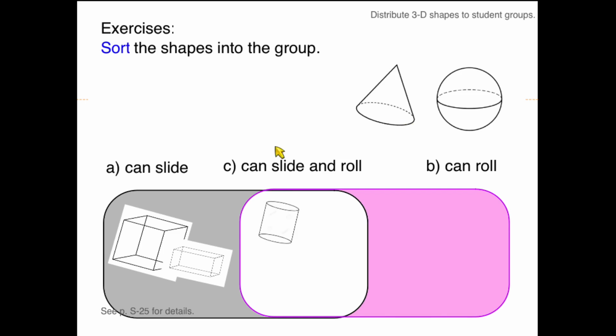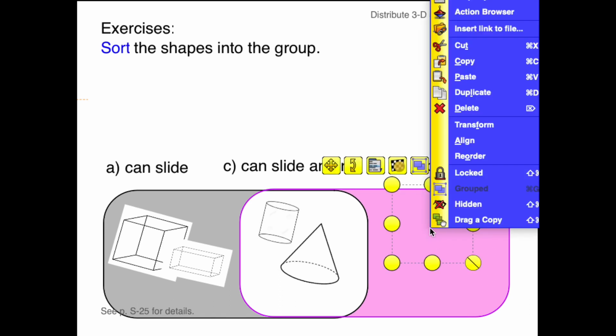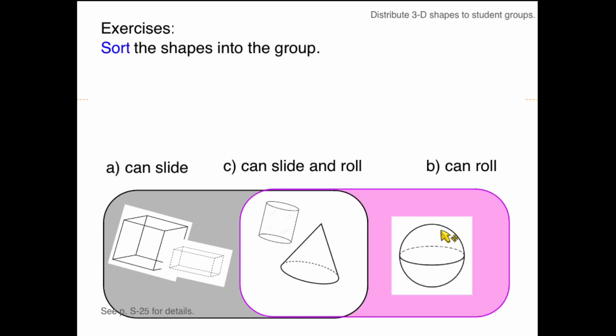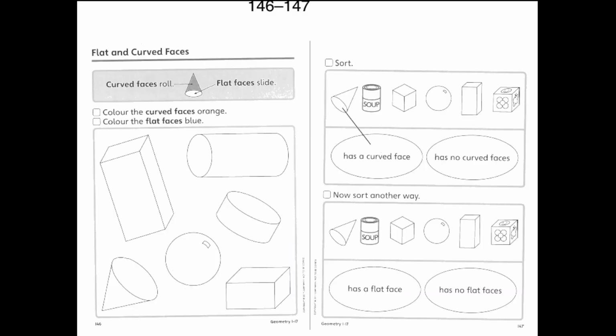So this has a flat face, which means it can slide, but it also has a curved face, which means it can roll. So we have to put it over here. And this cannot slide because it has no flat faces, but it can roll. Bring it to the front. So I've sorted them. These only can slide, flat faces. These only can roll, only curved faces. These can slide and roll because they have flat and curved faces.